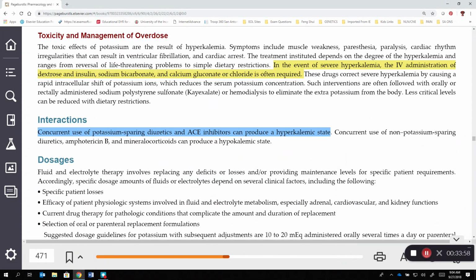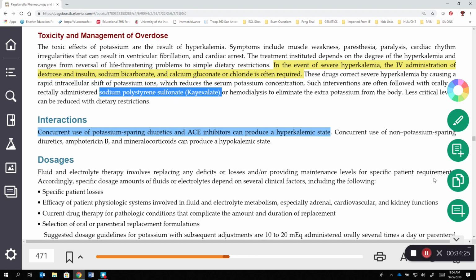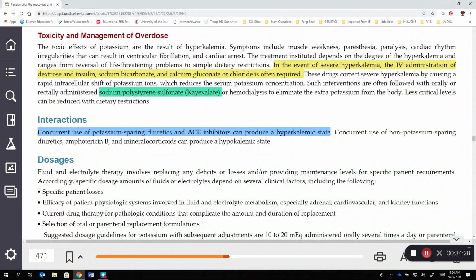Toxicity and management. So if the patient is hyperkalemic, if they get too much potassium, we will give dextrose and insulin solution that helps to move the potassium. We can give sodium bicarb because they will become acidotic, and then calcium gluconate or chloride can also be required. But one of the things we're going to talk about is the K-exalate, polystyrene sulfonate. Here we go, sodium polystyrene sulfonate, K-exalate. It can also be administered orally or rectally to help pull potassium out of the body. If necessary, we will have to do dialysis, hemodialysis, to get the extra potassium from the body.